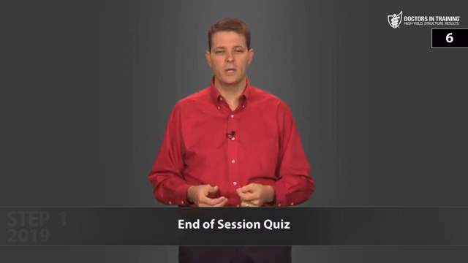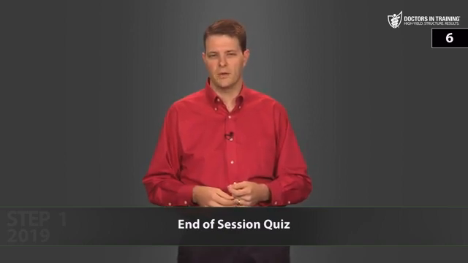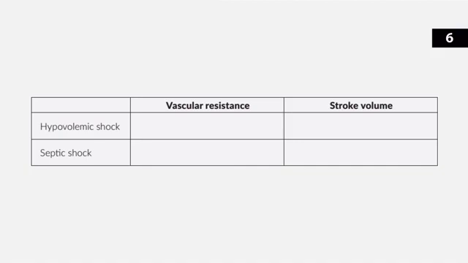Next, how do the vascular resistance and stroke volume differ in hypovolemic shock compared to septic shock? Well, in hypovolemic shock, the stroke volume decreases and the vascular resistance increases to compensate for the drop in cardiac output. In septic shock, the vessels dilate and vascular resistance decreases. And then the heart attempts to compensate by increasing stroke volume and also increasing heart rate.